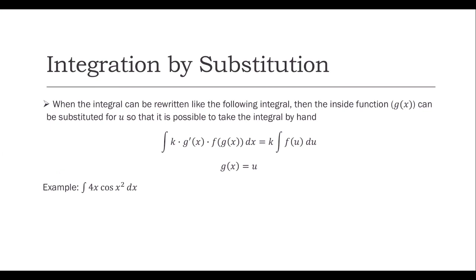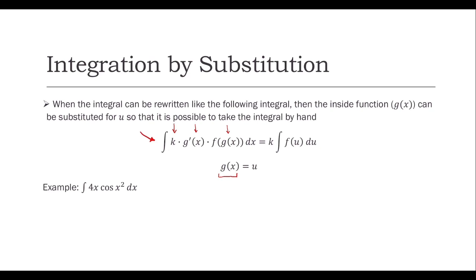Finally, we have integration by substitution. When the integral can be rewritten like the following integral here, then the inside function, g of x, can be substituted for u so that it's possible to take the integral by hand. So if you have the integral of some number times the derivative of g of x times f of g of x dx, that will equal k, your constant, times the integral of f of u du, where u is equal to g of x.